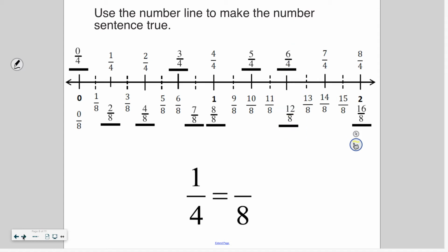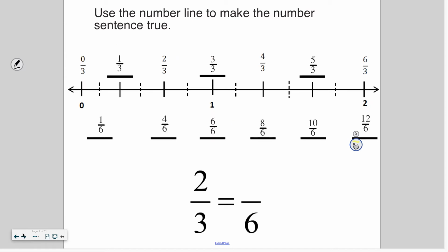Let's try one more together. So 1/4 and blank eighths. Let's find 1/4. Where's 1/4 on this number line? Right here. And what fraction is equivalent to 1/4? 2/8, right? I see it right under it.